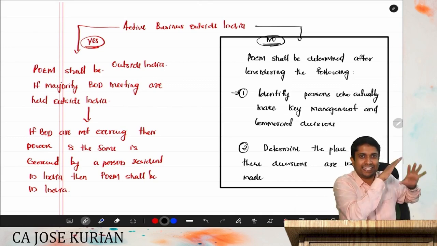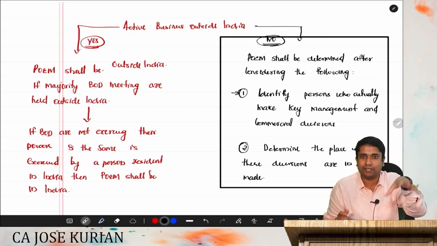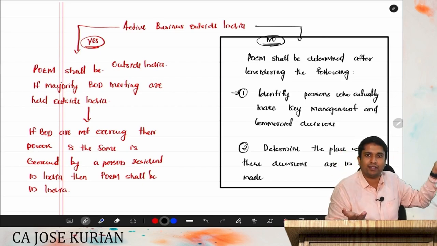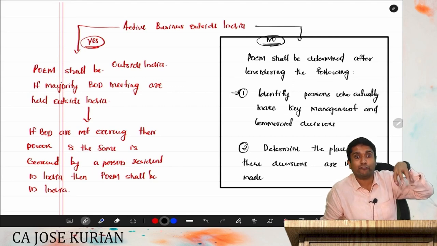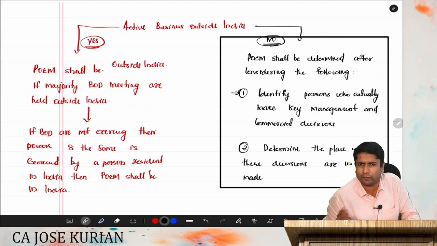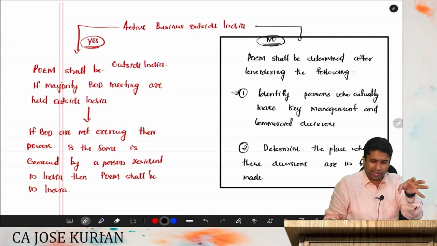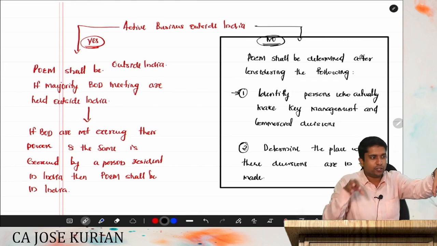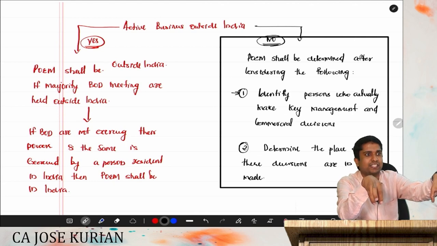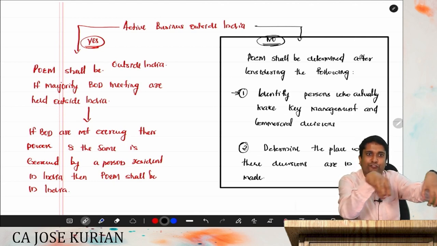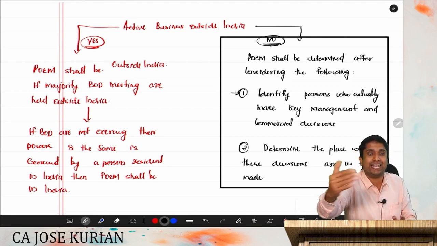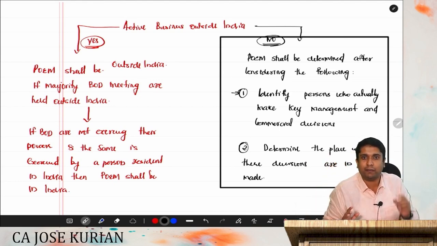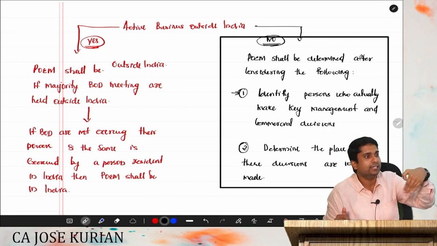Yes or no? These are the exact wordings of that particular CBDT circular. Then how do you determine POEM? The POEM is determined by giving importance to the actual facts of a particular case. What do you mean by actual facts? You identify the decision makers and the place where the decisions are actually made. Based on these two factors, the department has a discretionary power to determine POEM. There is no universal formula for determining POEM if the active business is not outside India.